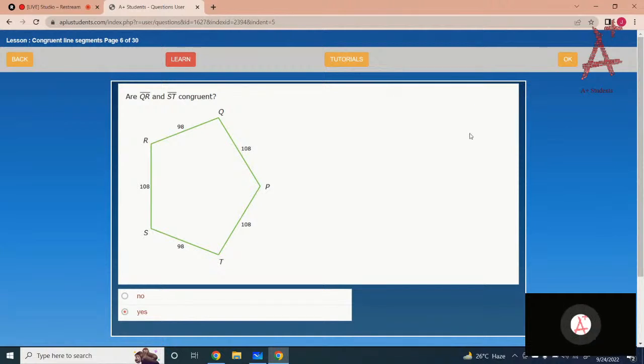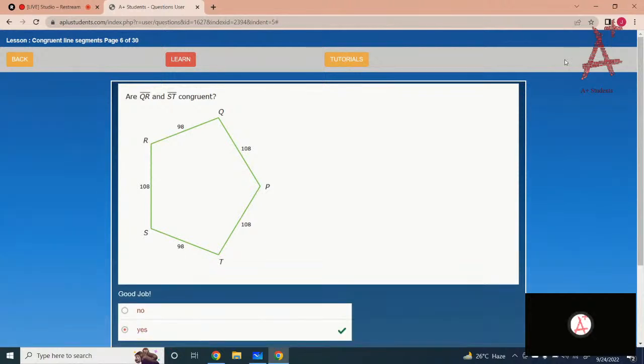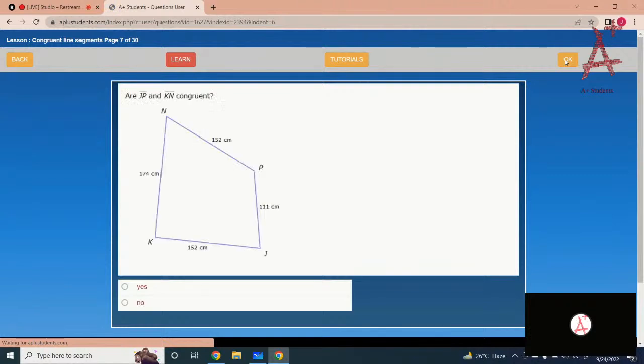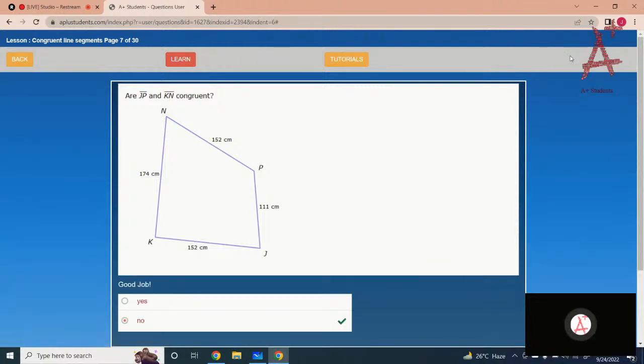QR is 98, and yes, they are congruent. Okay, the next one: are JP and KN congruent? JP is 111 centimeters and KN is 174 centimeters. So are they congruent? Yes or no? No, because the side lengths are not the same, so they are not congruent. Answer is no. Got it?